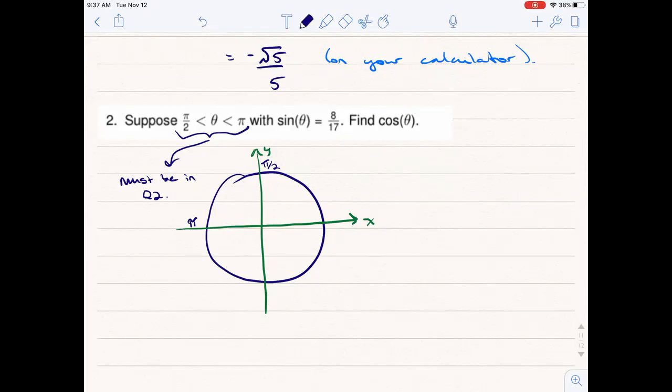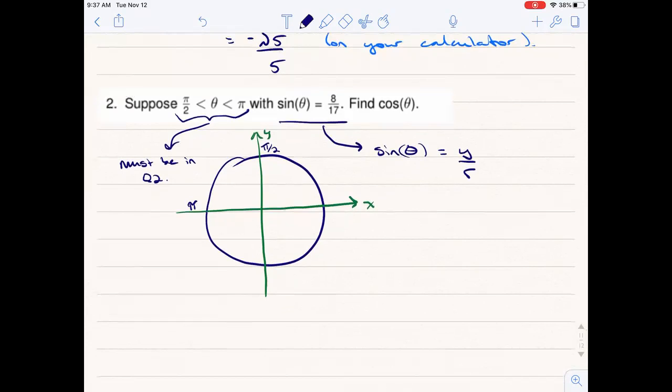We're told that sine of theta is 8 over 17. But here's where we need to hold up and say, okay, well, we're not on the unit circle anymore. And so sine of theta is actually y over r, from theorem 10.3, because we're not on the unit circle anymore. So we can't just say that y is 8 over 17. It's going to be y over r, which is 8 over 17, what we're told.